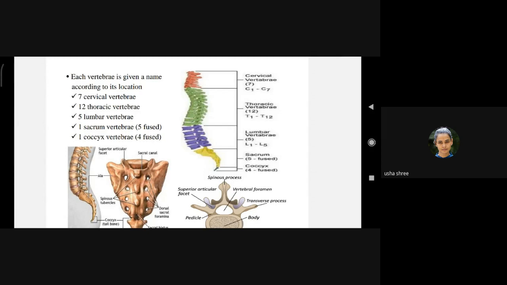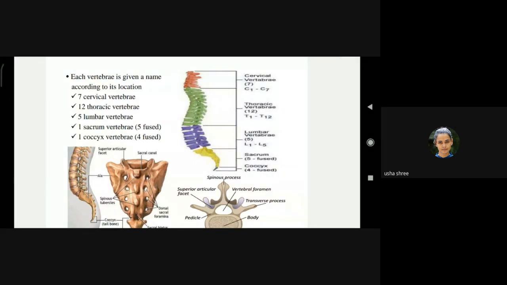So now count how this is happening, and just tell me, if these vertebrae are fused, then how many vertebrae are there in the spinal column? And if they are not fused, then how many vertebrae are there in the spinal column? If they are fused, then it is 26. If they are not fused, it should be 33. Yeah, very good.